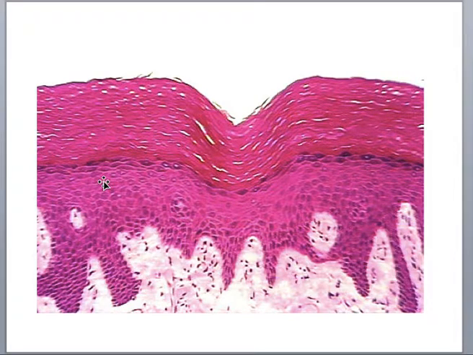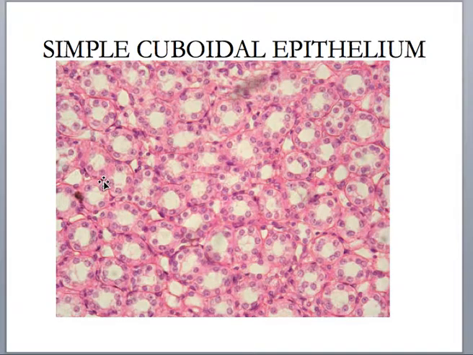Okay, where it's subject to lots and lots of abrasive forces consistently. Simple cuboidal epithelium, so a single layer of cuboidal shaped cells. Ideal place to find simple cuboidal is in the kidney tubules, okay? So you want to look for a kidney slide.